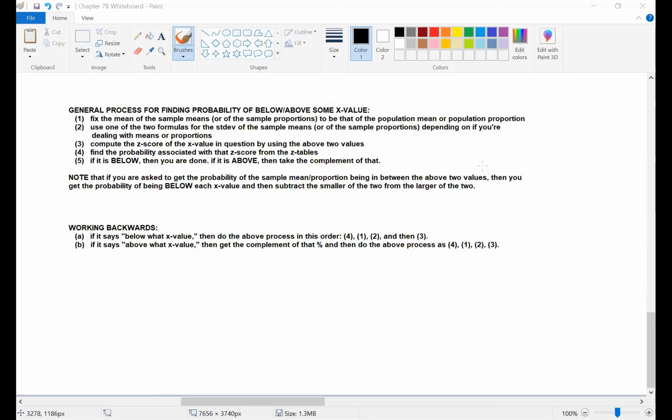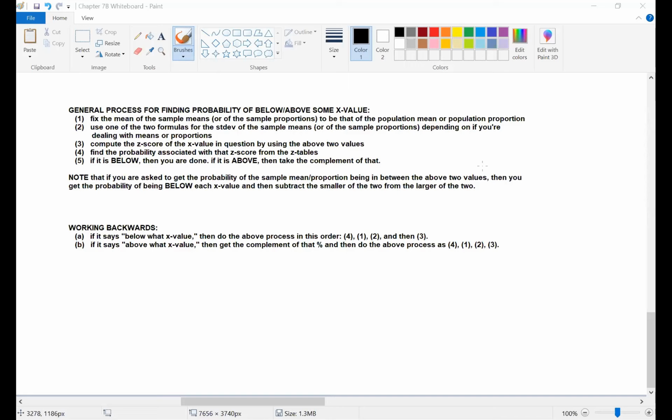You're fine, don't worry. You just find the probability of the z-score, and then you go 1, 2, 3. If it says above that, you have to get the complement of that. For example, if I said above what value do 12.1% reside, you would then have to convert that 12.1 to 0.879 and then find that value.